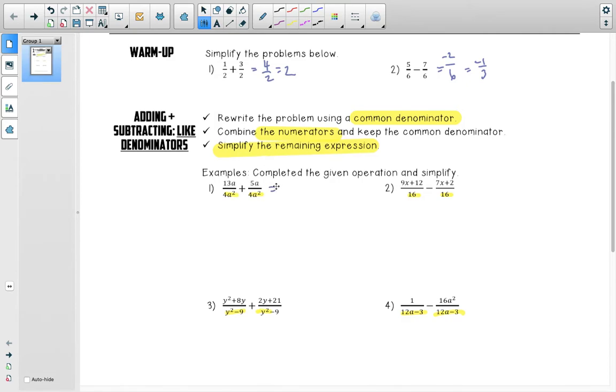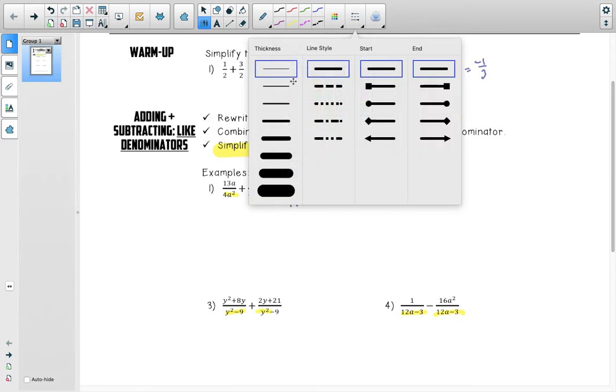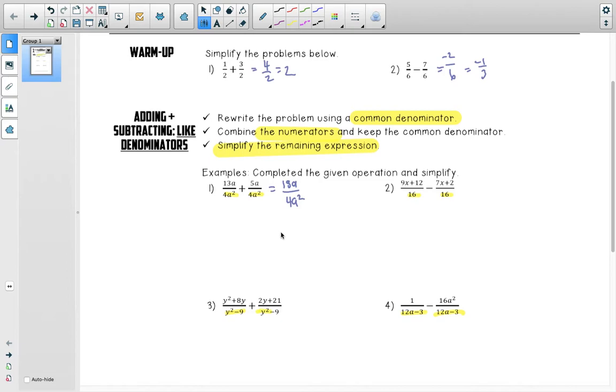So 13a and 5a added together is 18a over 4a squared. So you just simplify. 18 and 4 are both divisible by 2. So if you take 18 divided by 2, you get 9. If you take 4 divided by 2, you get 2. And the a would cancel here with this one and leave you with 1a on the bottom. So that would be your final answer.